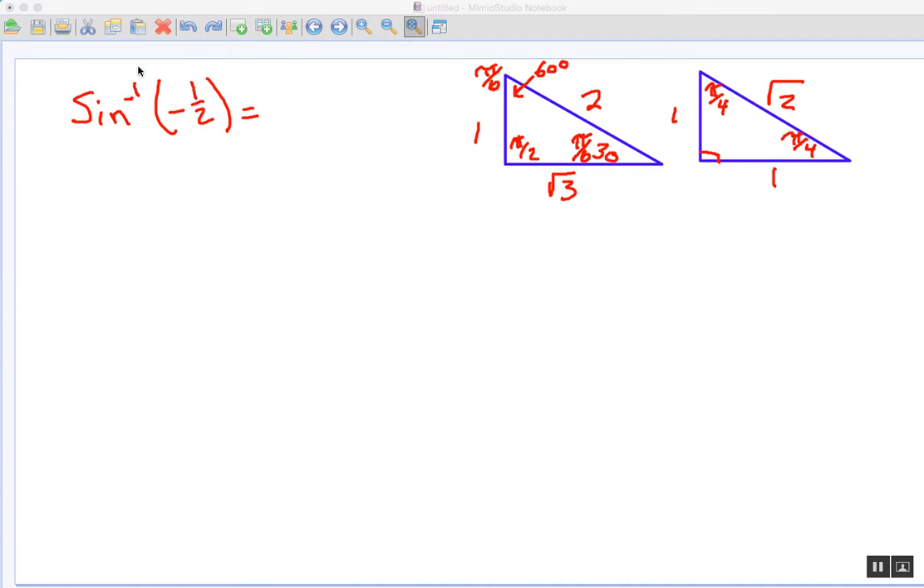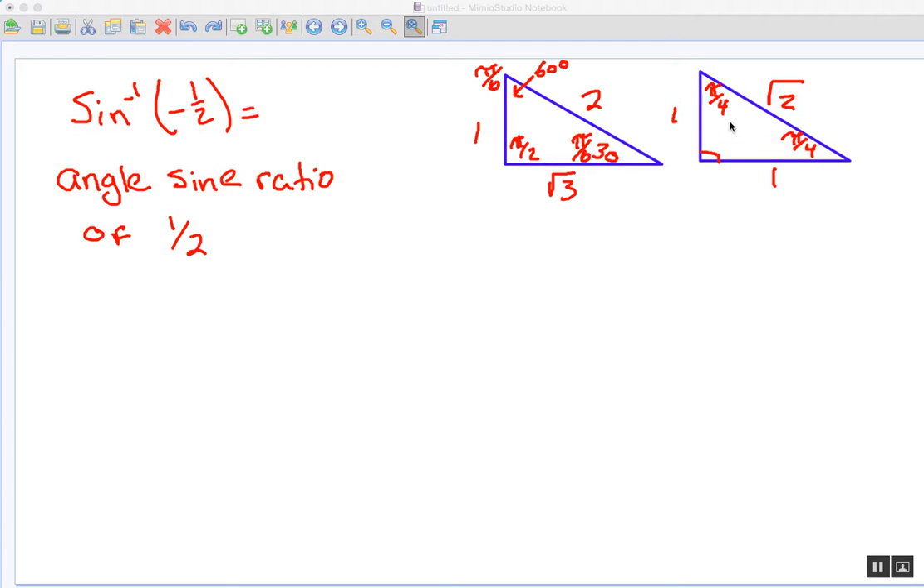Okay, so what this is really saying is give me the angle that has a sine ratio of 1/2. So let's start by looking at that. We'll deal with this negative once we've figured out the angle that has a sine ratio of 1/2.